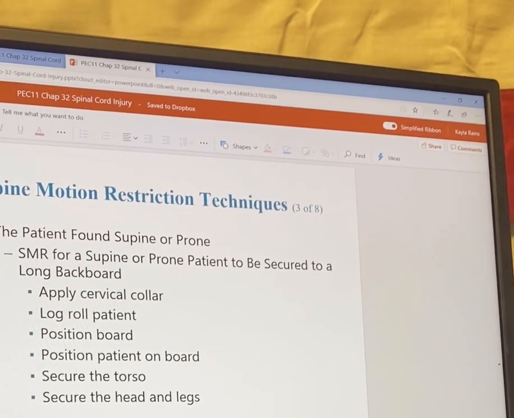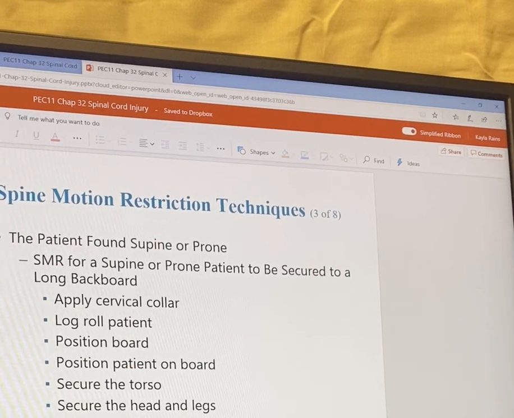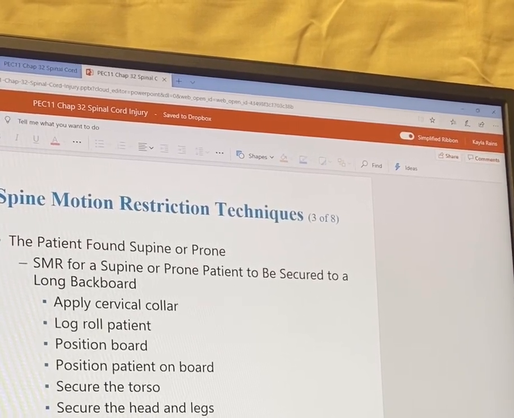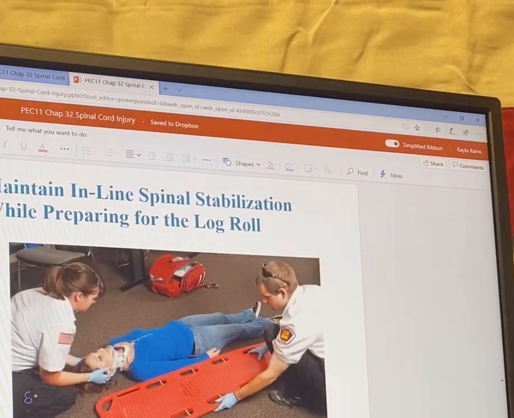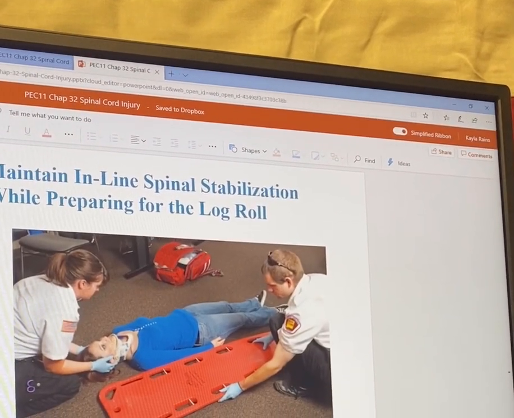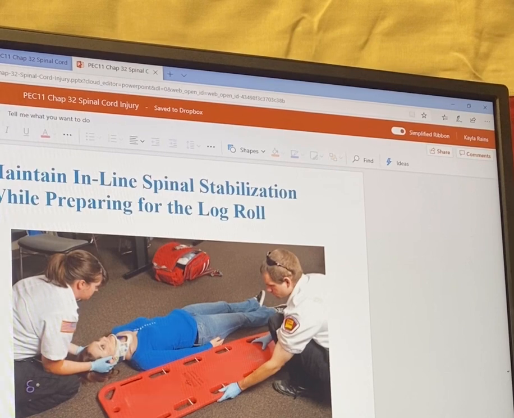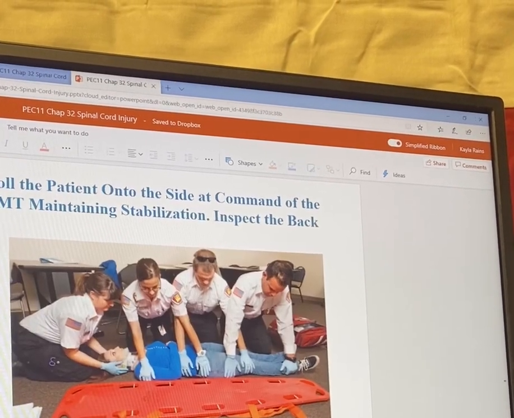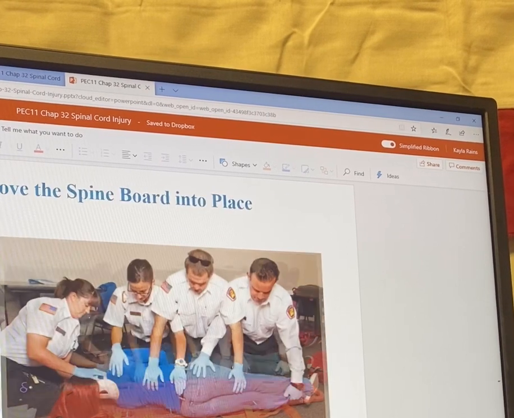When you encounter a supine or prone patient with a suspected spinal injury, first ensure that all life-threatening situations have been managed. Log rolling a patient, we all know how to do this. This is best done with several people on each side.